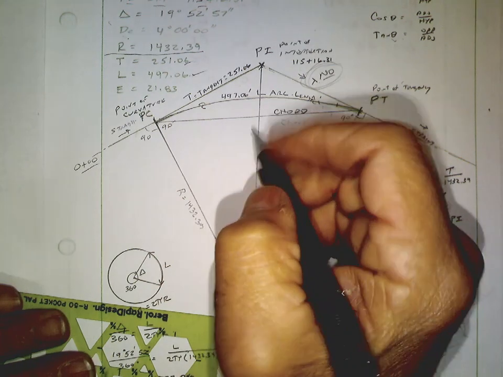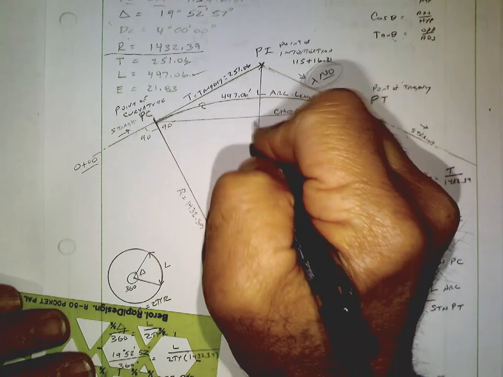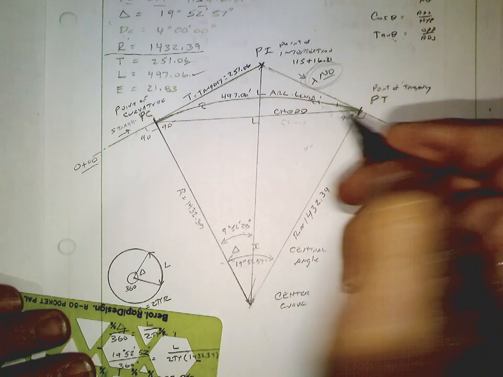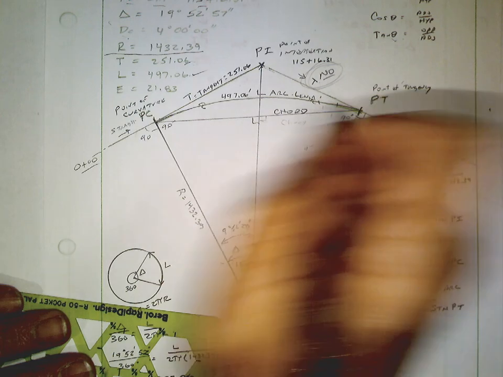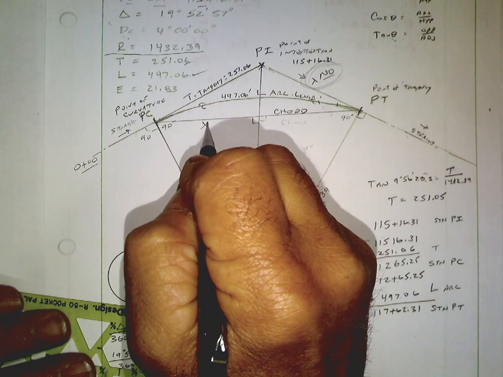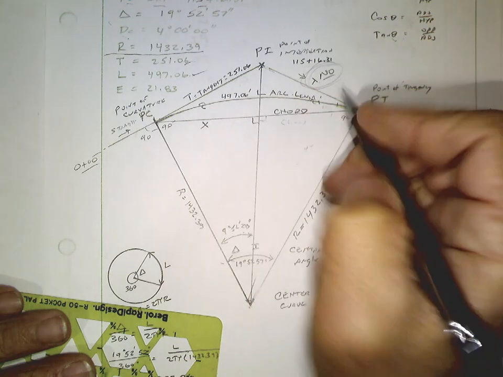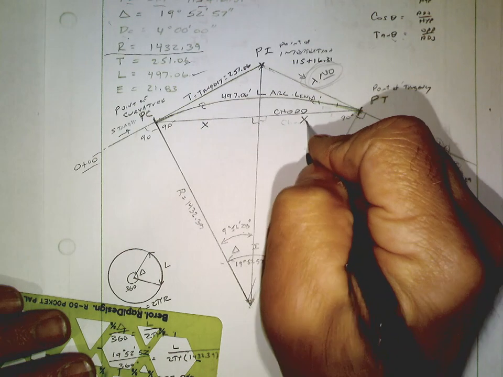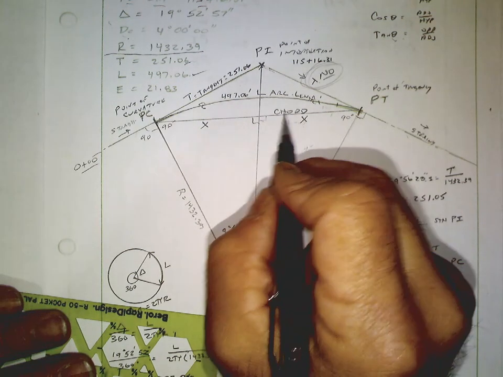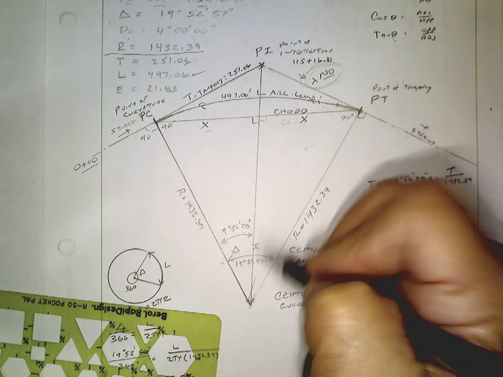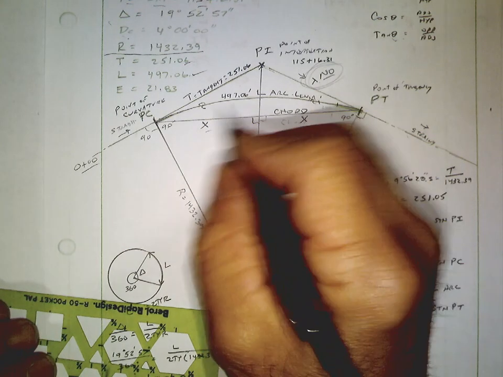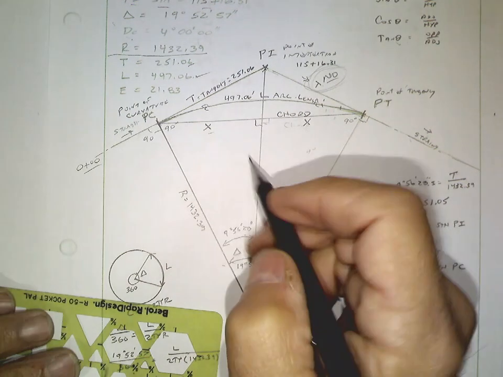And you'll notice that by drawing that, we get another right triangle in here, actually two. And if we solve for this distance, I'll call it x, and I'd have x over here. If we add them together or double it, we actually come up with the chord. So we're going to use this right triangle here to solve for x.